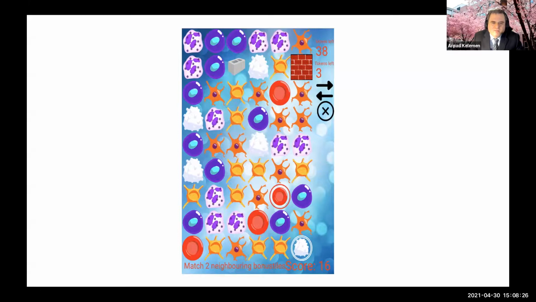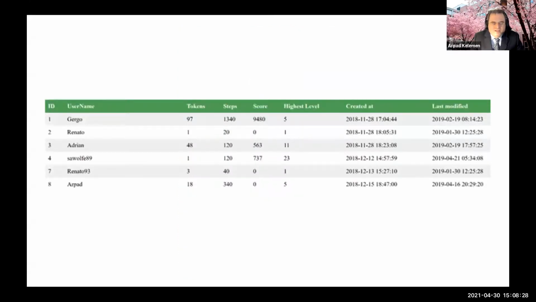Next slide, please. This is how the database looks like. So an individual row is a record. It shows the username and the current number of tokens, what was already earned, the number of steps recorded on the database side, the overall score, what they get in the game, the highest level they reached. We have a total of 23 levels, the account creation date and time, and also the last time the record was updated.